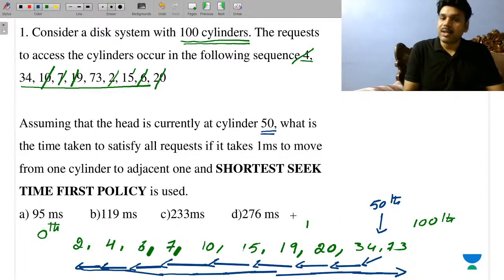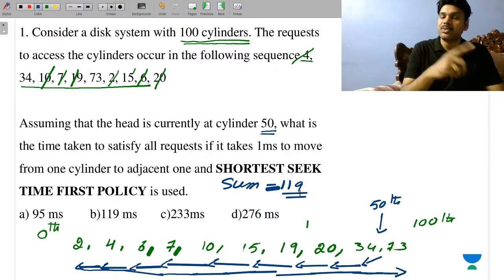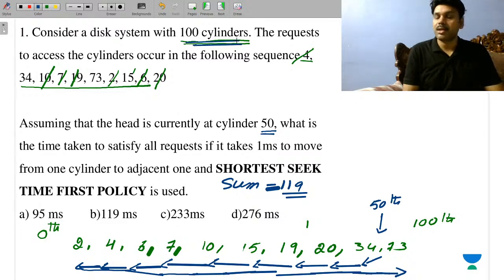If you look at the total summation, it is 119, and it takes 1 ms to move from one particular track to another. Here he mentioned cylinders, so from one particular cylinder to another. Therefore, it is going to take 119 ms.